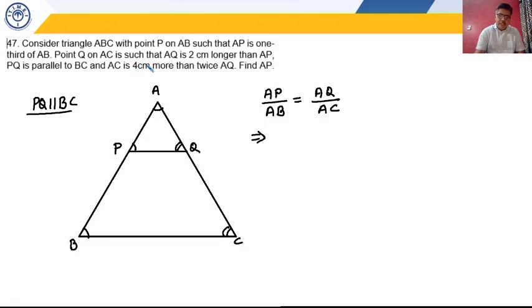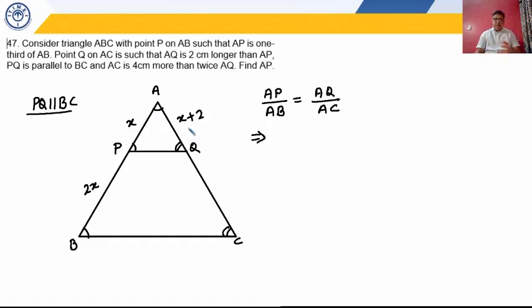So point Q on AC is such that AQ is 2 centimeter longer than AP and PQ is parallel to BC and AC is 4 centimeter more than twice of AQ. So if this is X, right now, according to your question, AP is 1/3 of AB and AQ is 2 centimeter longer than AP. If this is X, can I say this total would be 2X because AP is 1/3 of AB. If this is X, then this is 2X. And AQ is 2 centimeter longer than AP. If this is X, then this is X plus 2.